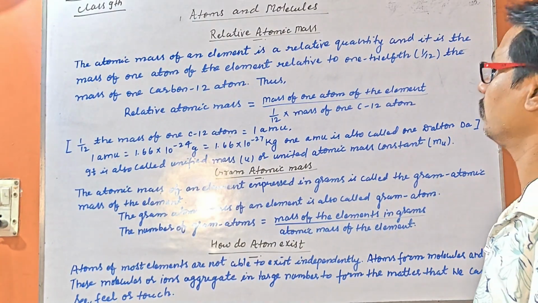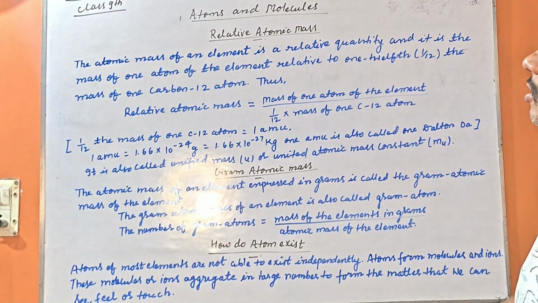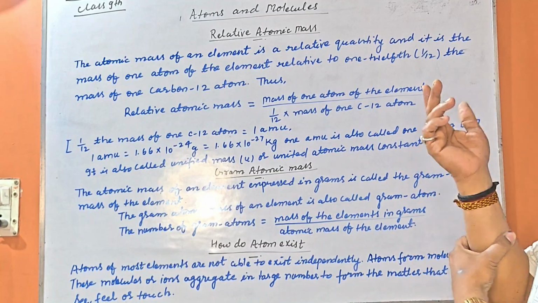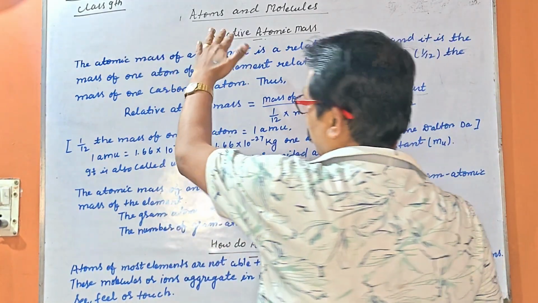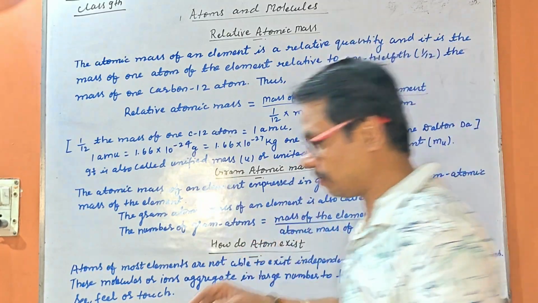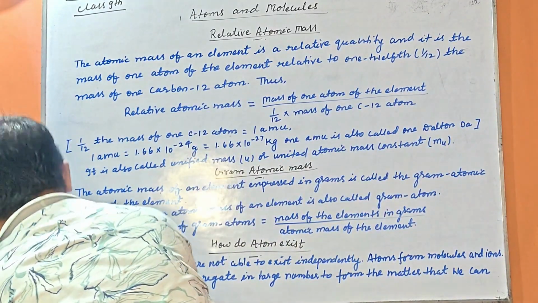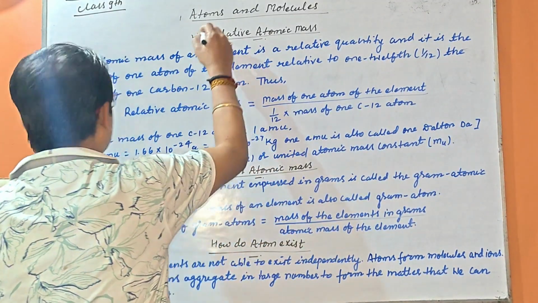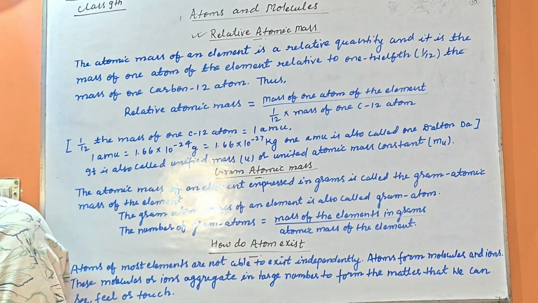Today I come with this video of chapter number 3, Atoms and Molecules. This is the chemistry class 9 chapter. Today we are going to discuss my first topic, the relative atomic mass. What do you understand by the relative atomic mass? Let us understand the relative atomic mass.